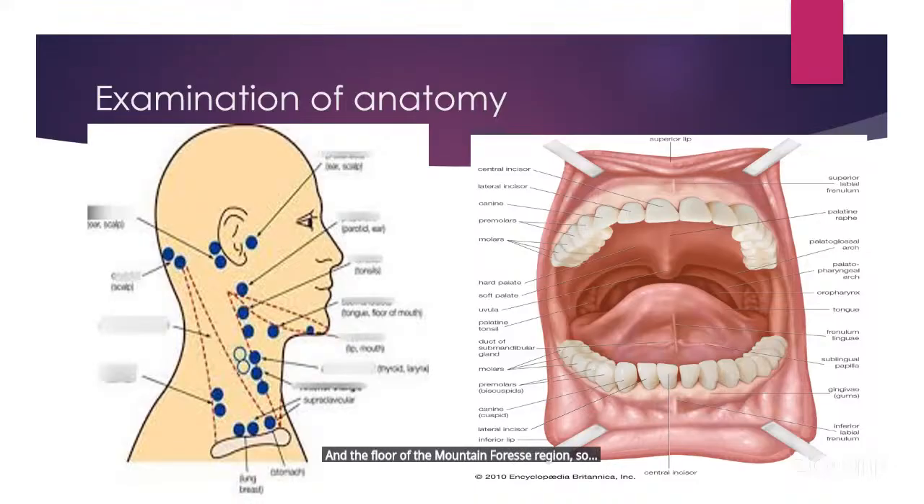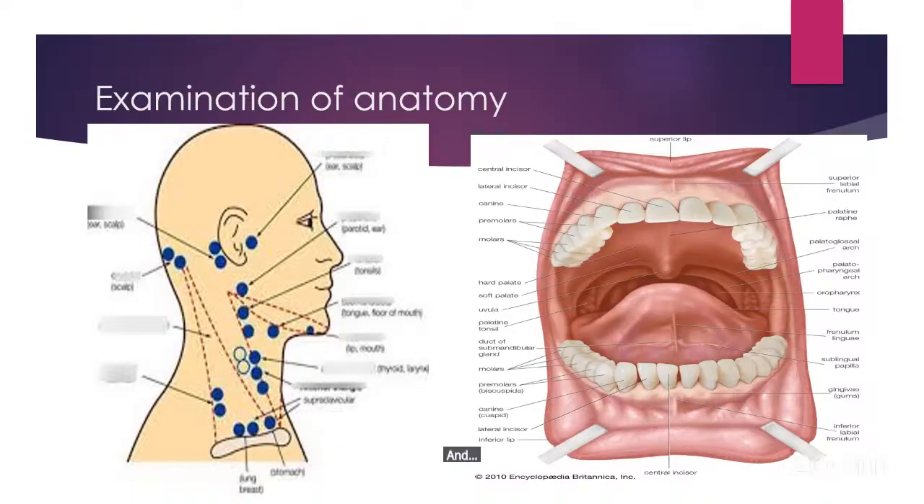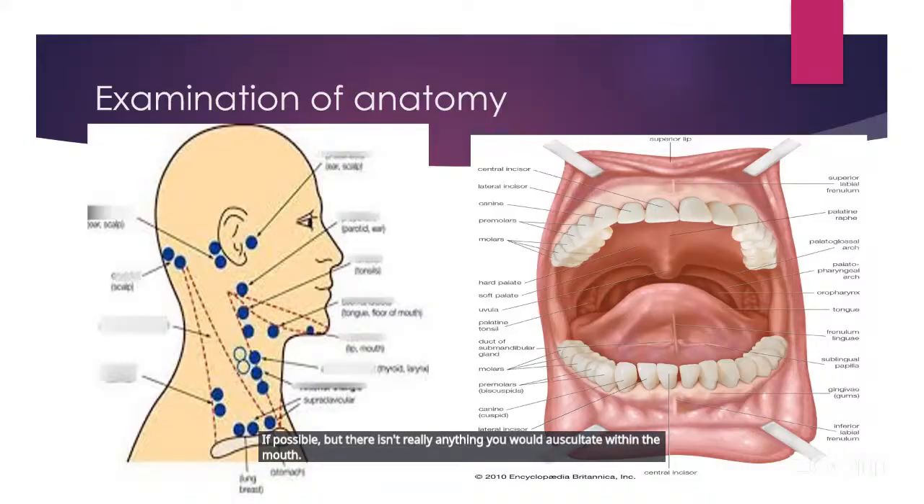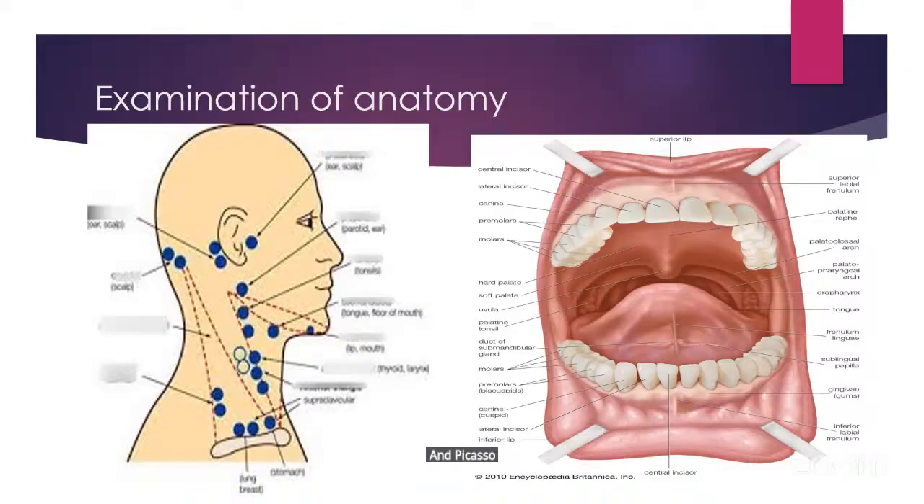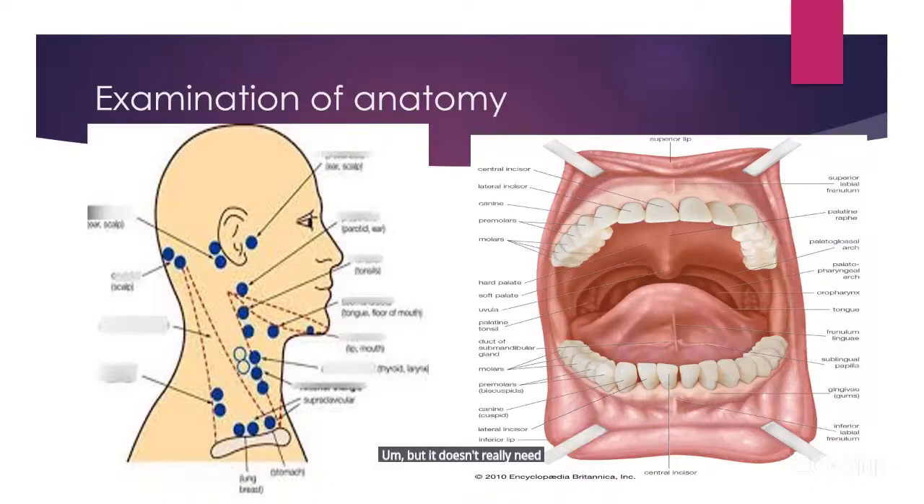So as far as physically visible, you've inspected all the regions, you've palpated any lesions that you noted, and in general medicine, they would ask you to possibly auscultate if possible, but there isn't really anything you would auscultate within the mouth. And percuss. So percuss you can do for fluid-filled lesions or cystic lesions, which you may find, but it doesn't give you too much information. So the main focus is on inspection and palpation.